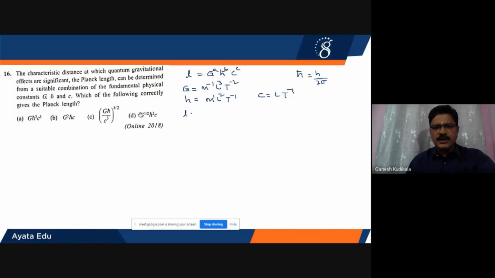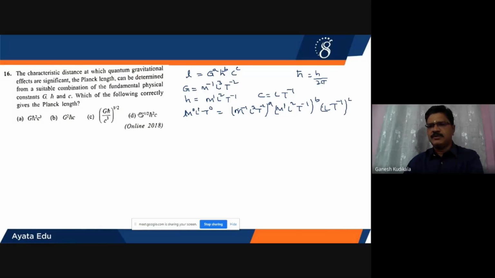Let us substitute here now. L can be replaced by m0 L1 t0 on the left hand side. G is m to the power of minus 1 L cube t to the power of minus 2, whole to the power of a, and m to the power of 1 L square t power minus 1, whole to the power of b, and c is L t power minus 1, whole to the power of c. Up to here we can write it. Let us simplify and compare the powers of equal dimensions.